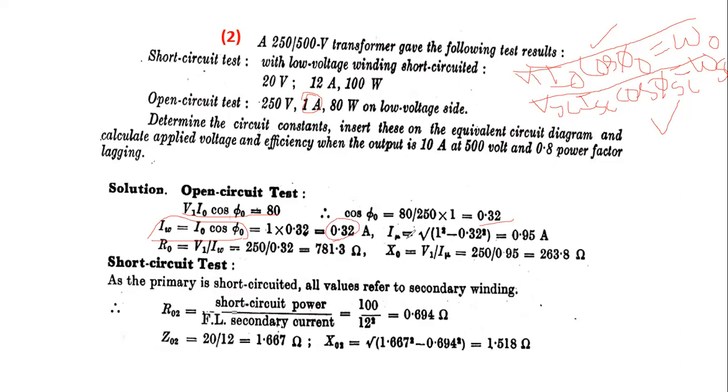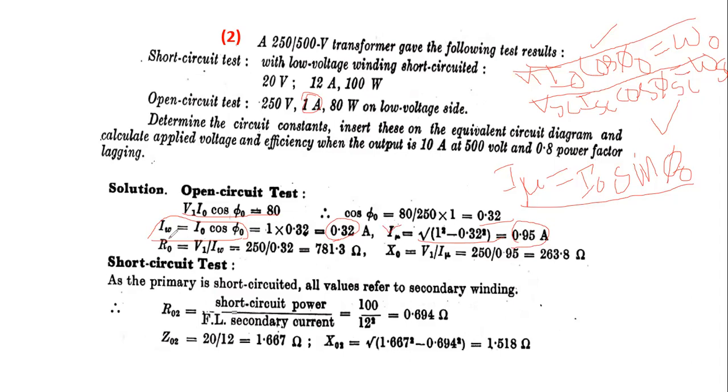Next we calculate the I mu. We are using either formula, that is I mu is equal to I naught sin phi naught, or we are using this formula also, that is I mu is equal to square root of I naught square minus IW square. We obtain the same answer, that is 0.95 amperes. This is the IW and the I mu values.